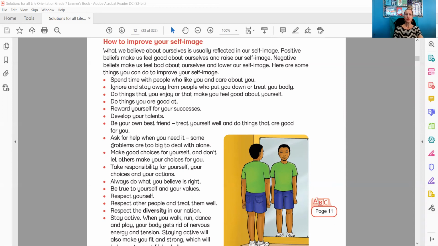All right. Do things that you enjoy, do things that you're good at, that will develop your confidence. Reward yourself for any successes. Develop your talents, use some of your untapped potential, and go out there and try different things. Maybe you will find a new interest, maybe you will find a new ability, because you're trying things out and you're trying to get that untapped potential used. All right, be true to yourself, respect yourself, love yourself.